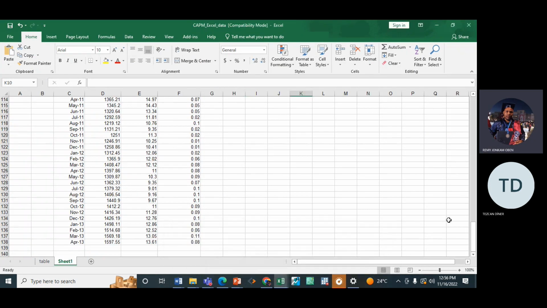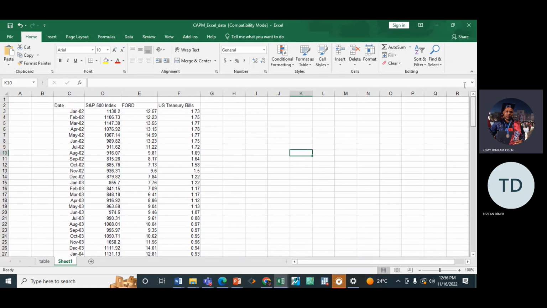Where's my data? I think this is it. Okay, so if you look at here, we have S&P 500. I told you that CAPM assumes that there is a global market which contains every stock. It's not possible. We cannot have a global market which contains every stock in the world. So we always use a proxy for the market.